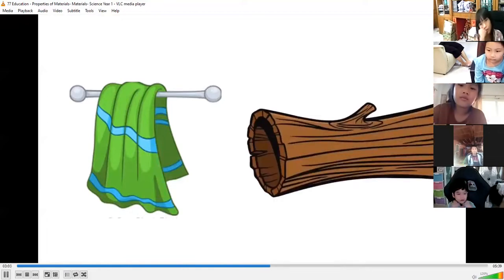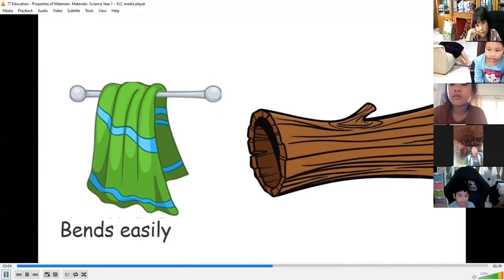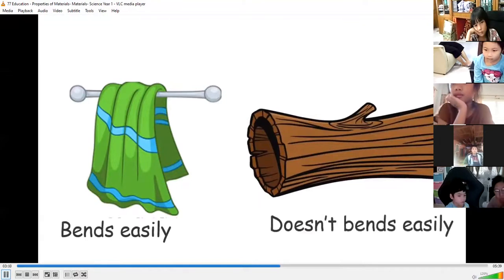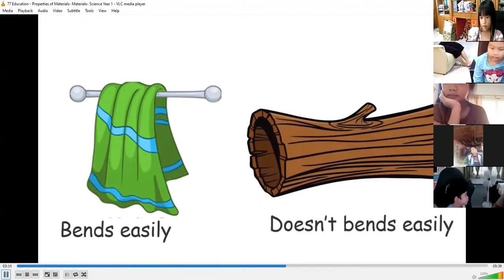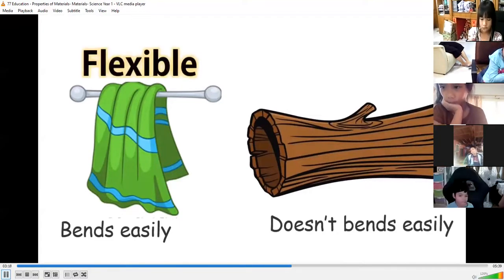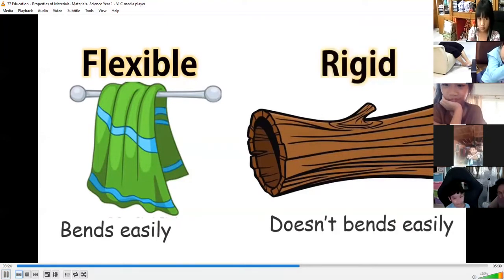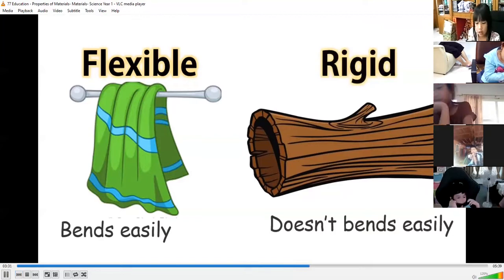Tower can bend easily. Clock cannot bend easily. Because those that easily bend are flexible. That's our experiment today. We'll see what is flexible, like fabric. So, flexible and rigid are another property.